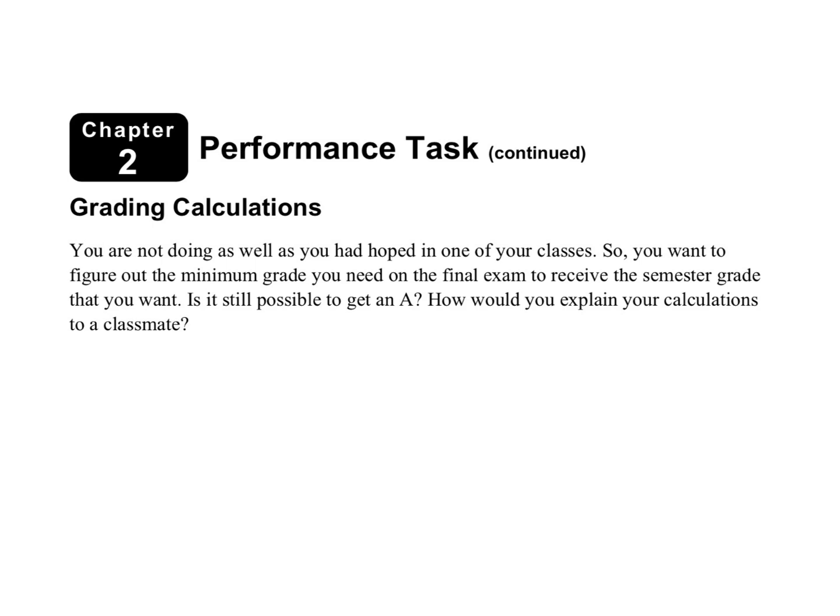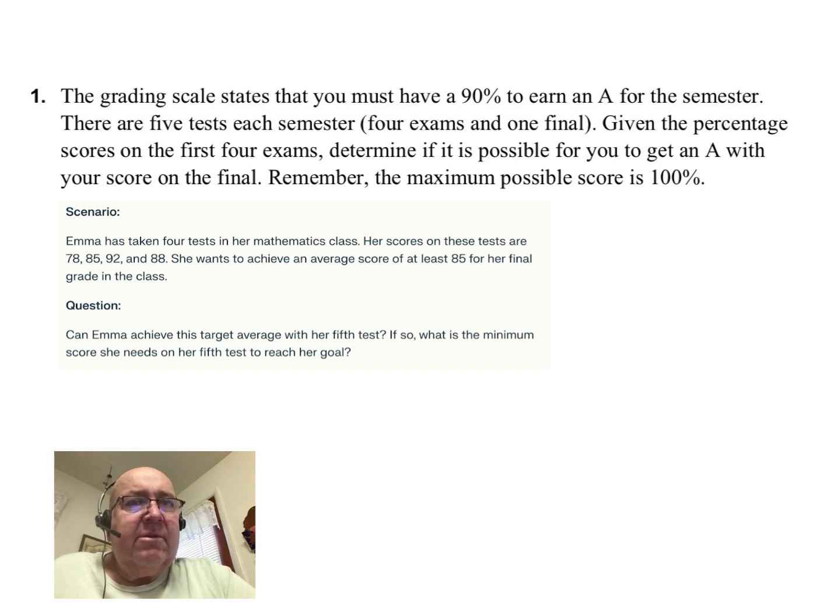So let's take a look at a couple of samples here. The grading scale states that you need a 90% to earn an A for the semester. There are 5 tests each semester, 4 exams and 1 final. Given the percentage scores on the first 4 exams, determine if it's possible for you to get an A with your score on the final. Remember, the maximum possible score is 100. That is the instructions for the performance task.